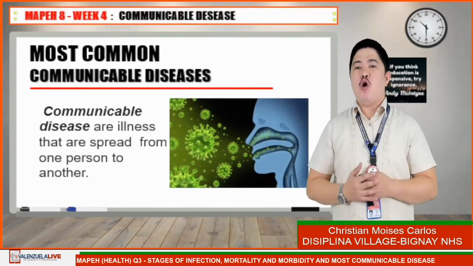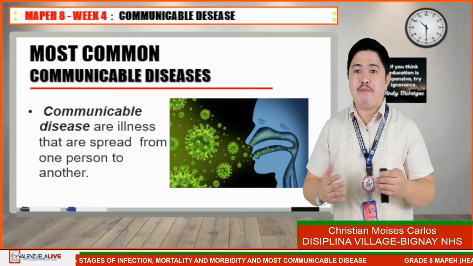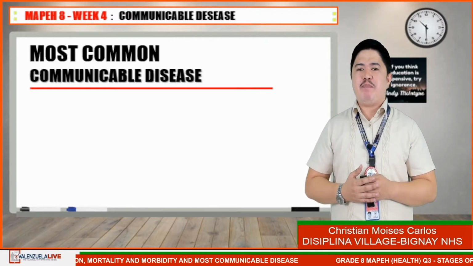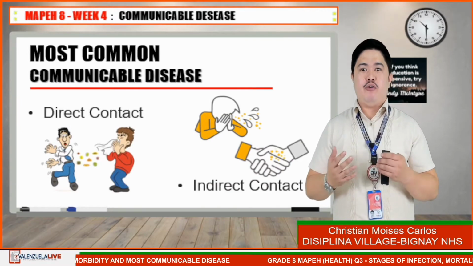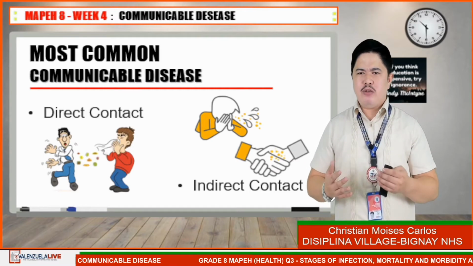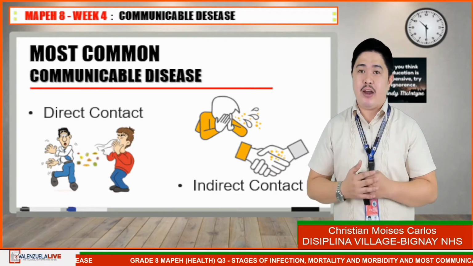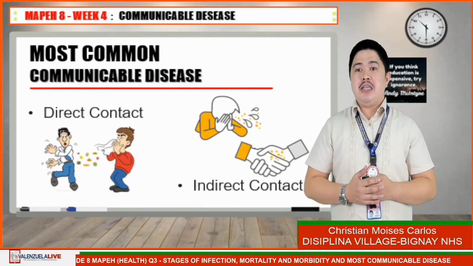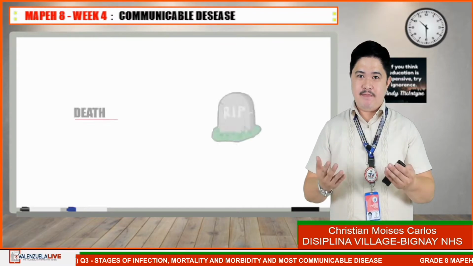Now, let's proceed to communicable disease. Communicable diseases are illnesses that are spread from one person to another. They are caused by germs and pathogens that are spread by different modes of transmission through direct and indirect contact, contaminated food, water, and air. Pathogens invade the body and release toxins that damage cells and impair normal body function. In severe cases, communicable disease may lead to death.